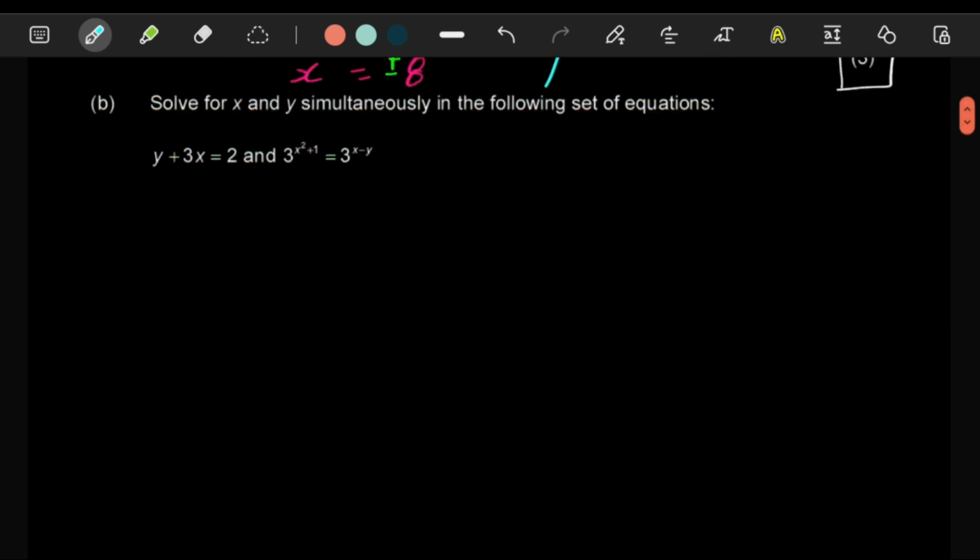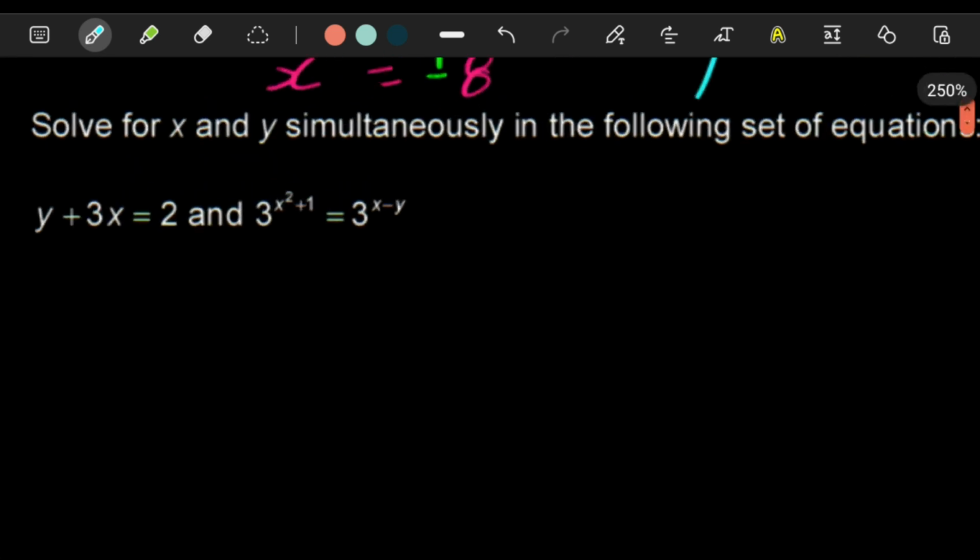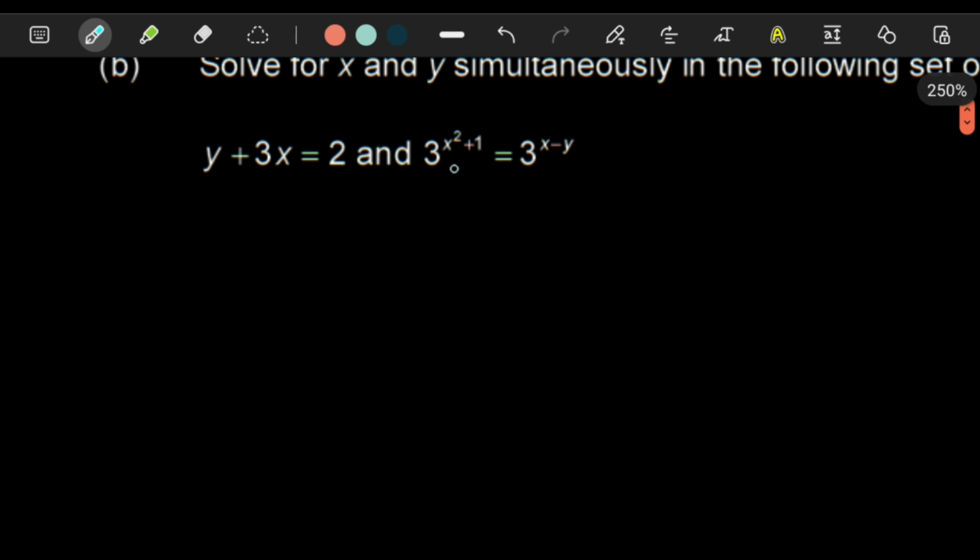Moving on, B says, solve for x and y simultaneously in the following. This looks familiar-ish. So solving for x and y, obviously you want to make something the subject of the formula first. So this is just going to be negative 3x plus 2 on the right hand side.